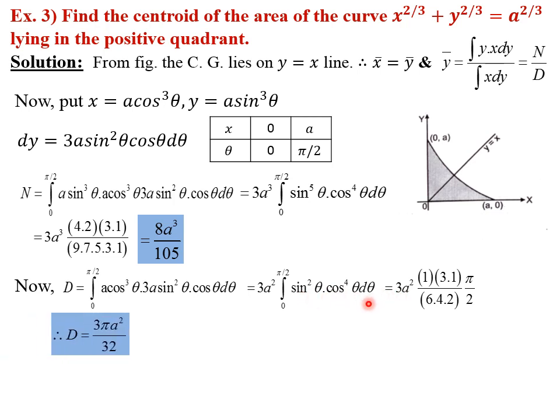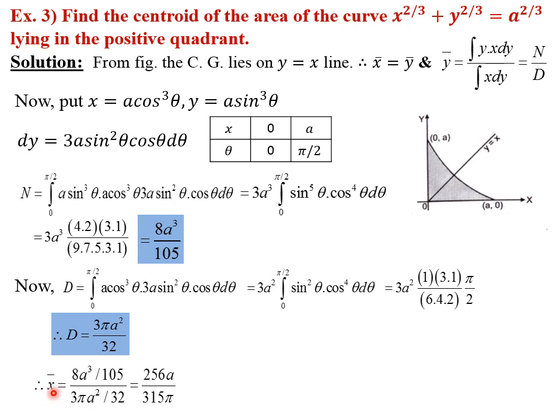So finally, after evaluation of this complete term, we are getting capital D is equal to 3 pi a square divided by 32. You can easily cross check this value. Now we got n and d. So let us put them to evaluate final value of y bar. So there must be a y bar as we are evaluating y bar here.